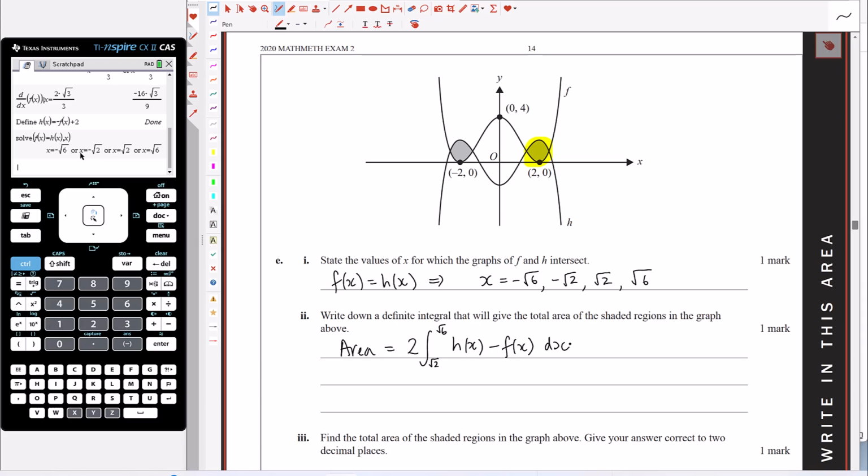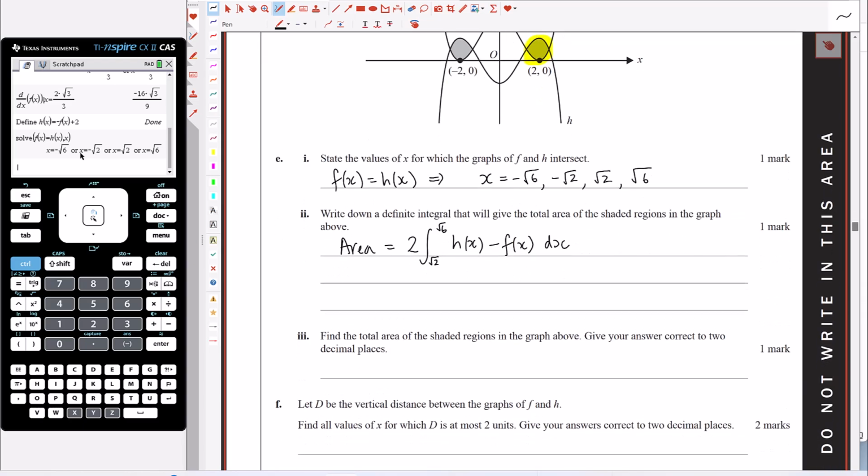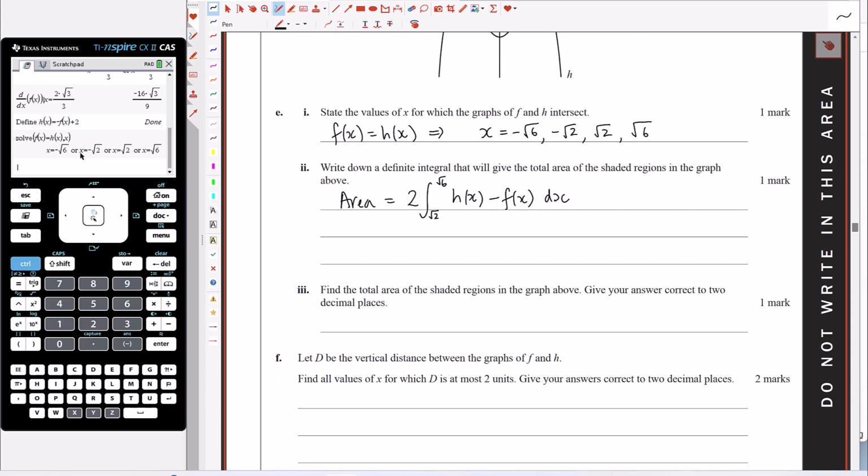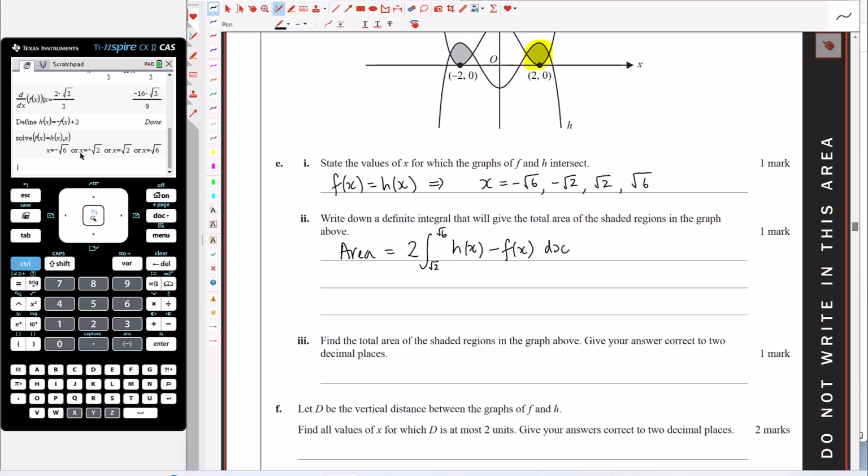So the integral gives the yellow area that I've got highlighted up there, and then doubling that will give the total shaded regions. It doesn't tell me to evaluate that integral. I'm sure it will ask me to do that in this next question. So making sure you're answering the question. Just write down the integral or integrals. Part 3, find the total area of the shaded regions. Okay, so let's do that.